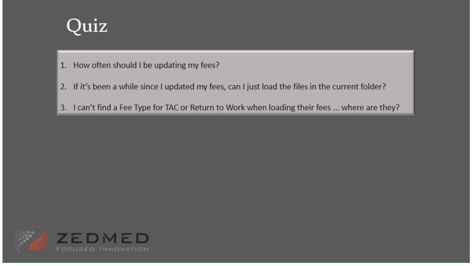Question 3, I can't find a fee type for TAC or return to work when loading in their fees. Where are they? So if you recall, some particular fee types are just generic. In the case of TAC or return to work, RTWSA, they get loaded in as motor vehicle in the update other items section. The same as WorkSafe gets loaded in as work cover.